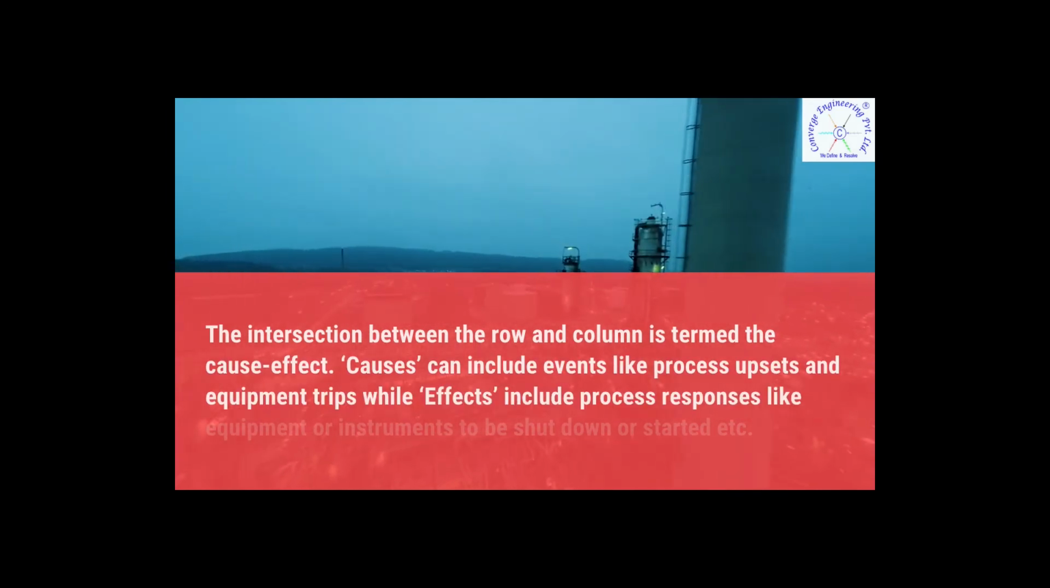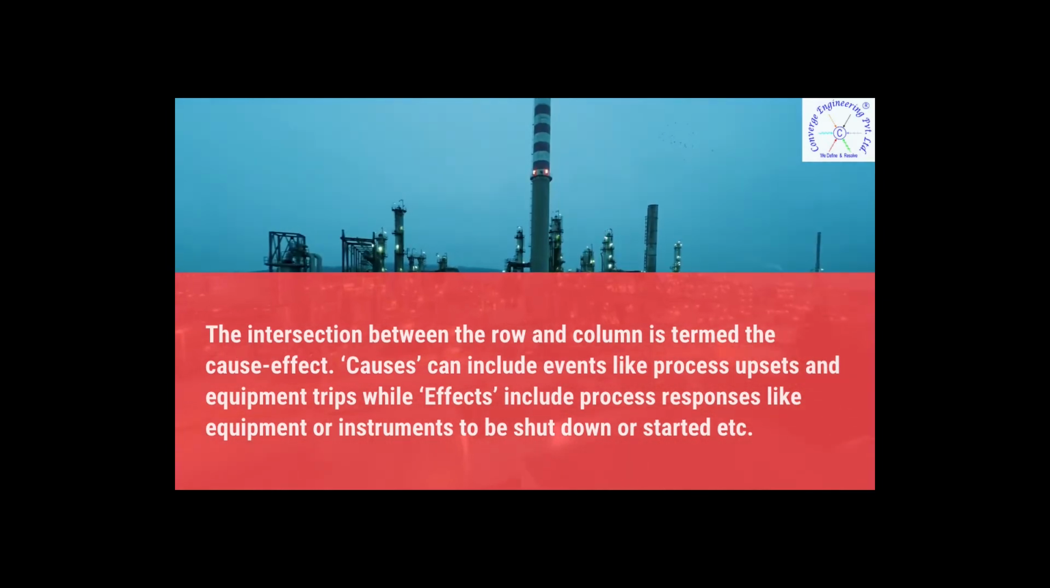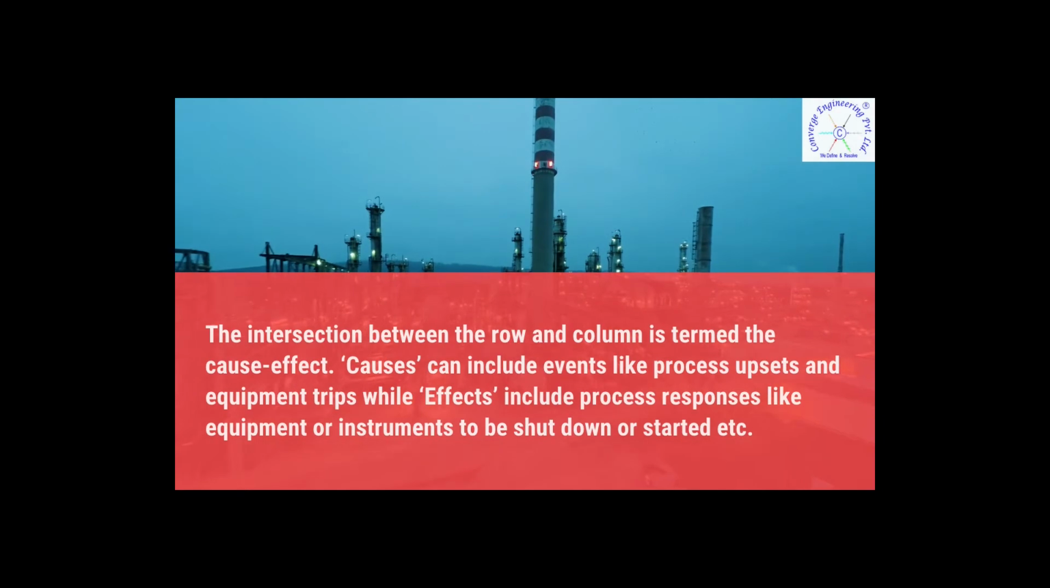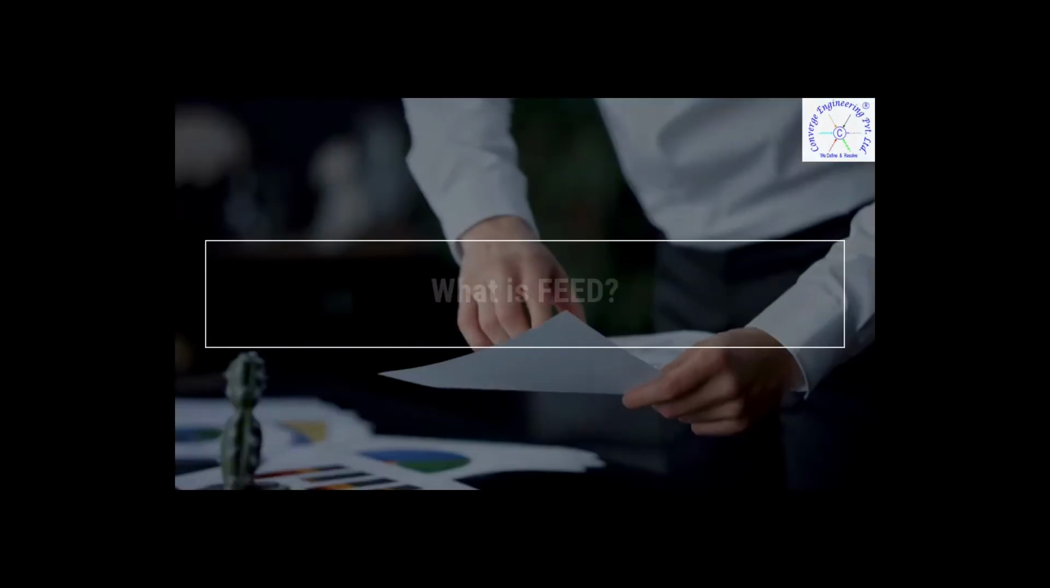The intersection between the row and column is termed the cause effect. Causes can include events like process upsets and equipment trips, while effects include process responses like equipment or instruments to be shut down or started, etc.